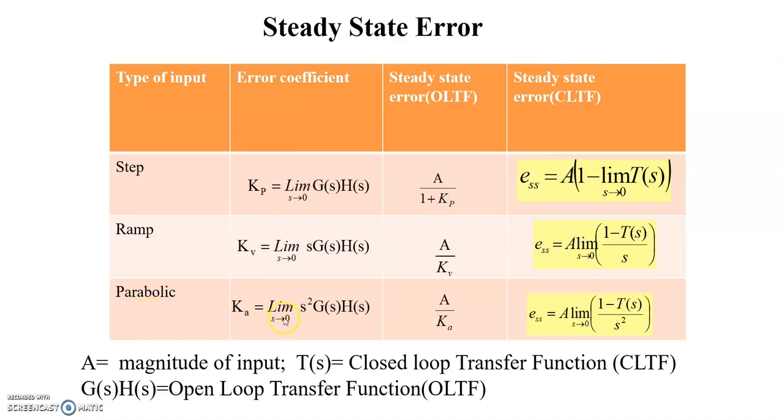For a parabolic input, Ka is equal to limit s tends to 0 of s square into G(s) into H(s). The steady state error for open loop is A by Ka, and for closed loop, ESS is equal to A into limit s tends to 0 of (1 minus T(s)) by s square, where A is the magnitude of the input, T(s) is the closed loop transfer function, and G(s) and H(s) is the open loop transfer function.